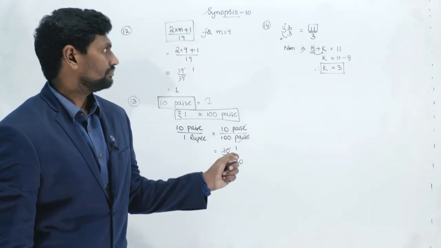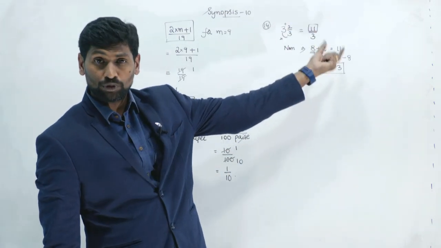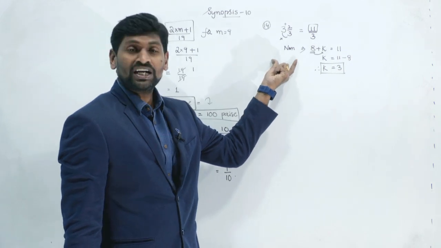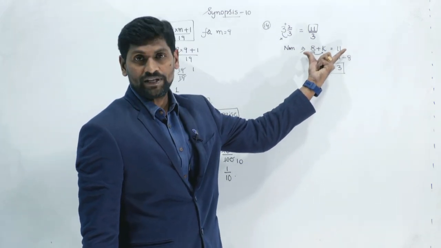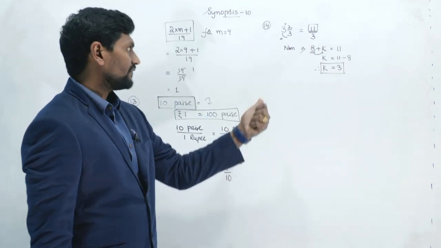Okay, now first we converted the mixed fraction into an improper fraction. Then the numerator I made equal to 8 plus k. From that I can find the k value. Okay, check.